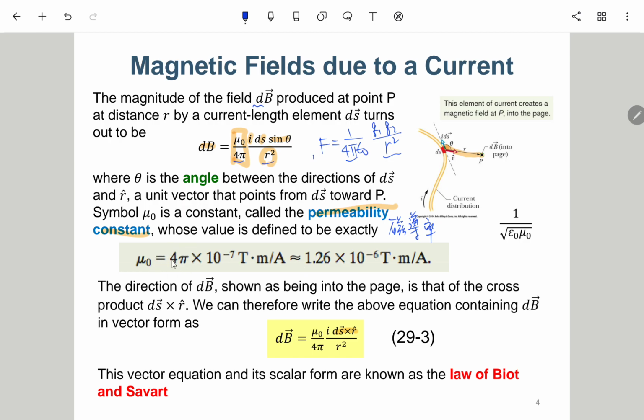Okay, why do we just group out a 4 pi here? So if we just consider this mu 0 divided by 4 pi, okay, this 4 pi and this 4 pi will cancel each other. So it remains 10 to negative 7.